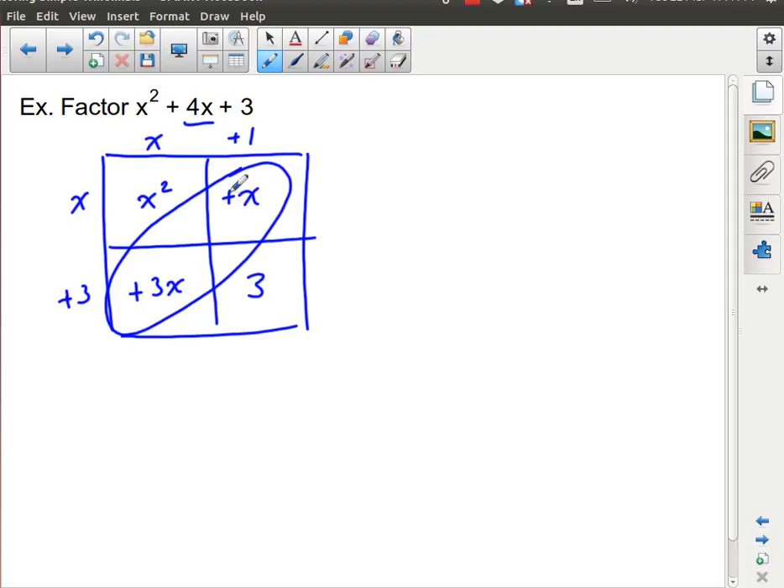So using the exact same logic as I did before, I end up with x plus 1 times x plus 3. Now that is exactly what I got before, except for in the previous example using algebra tiles, I had a plus 3 up here and a plus 1 down the side. That doesn't matter. These factors are reversible. The ordering does not matter in this case.